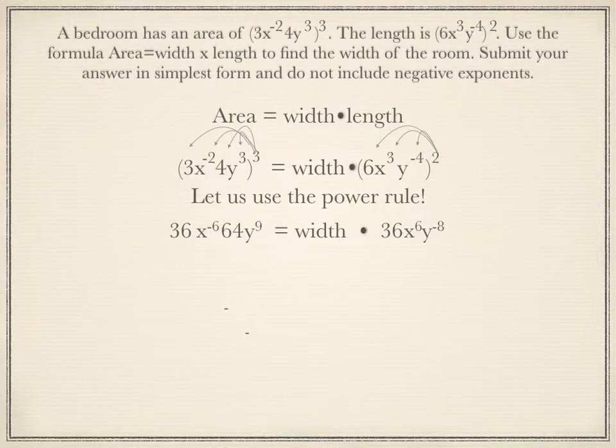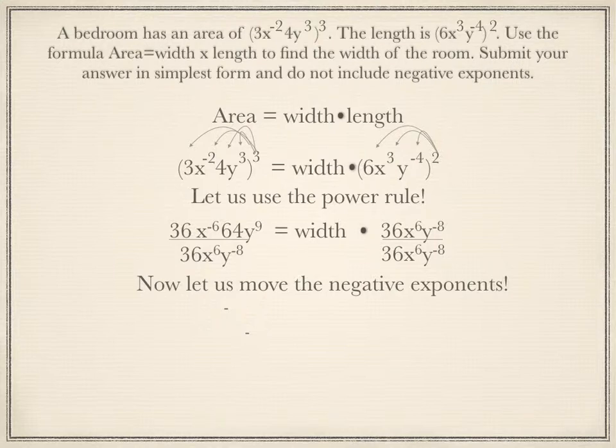Now we want to get our width by itself. So in order to do this, we've got to get rid of that 36x to the sixth, y to the negative eighth. When we think about it, what's it doing to the width? Is it adding, subtracting, multiplying, or dividing? Well, it's multiplying. So the opposite of multiplication is division. So we're going to go ahead and divide both sides by 36x to the sixth, y to the negative eighth.